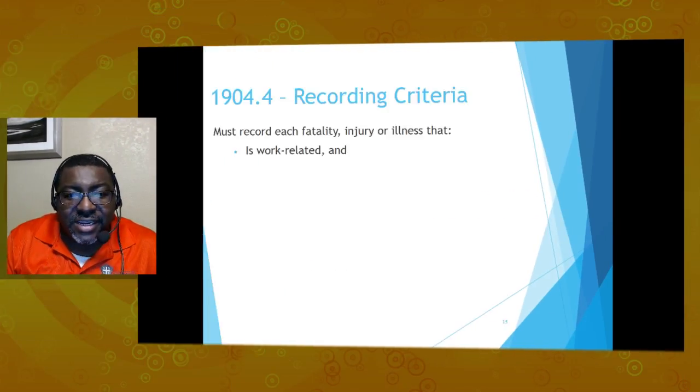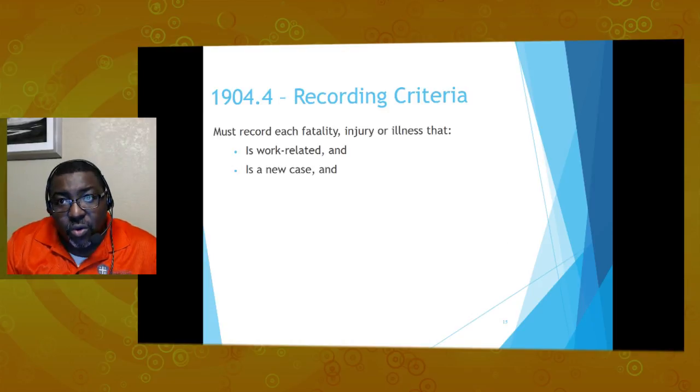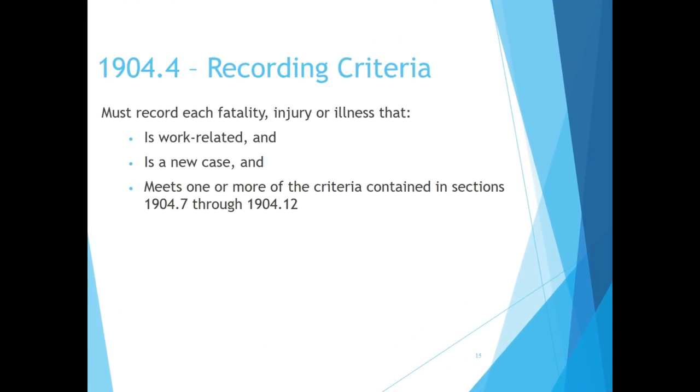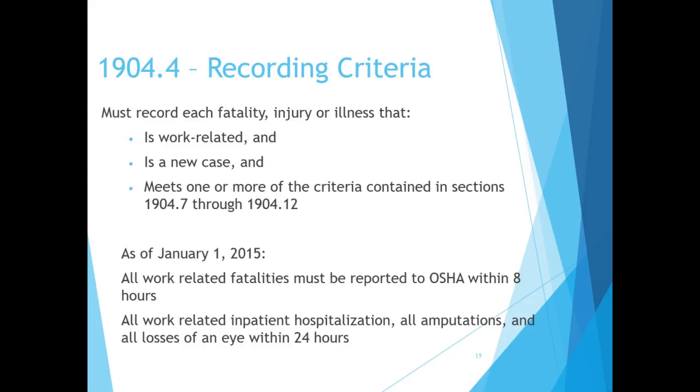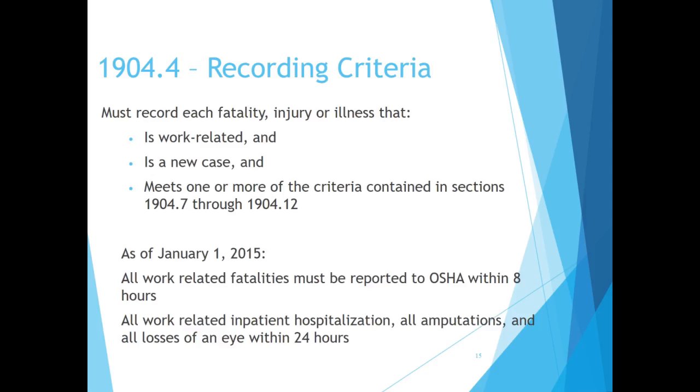So the criteria, meaning what do you record, really just gives you a set system of knowing what goes on your records and what does not go on your records. So if it's a work-related new case or it meets any of the general criteria for record keeping, then it has to go onto your 300 log, your 301, and then your 300A summary log.